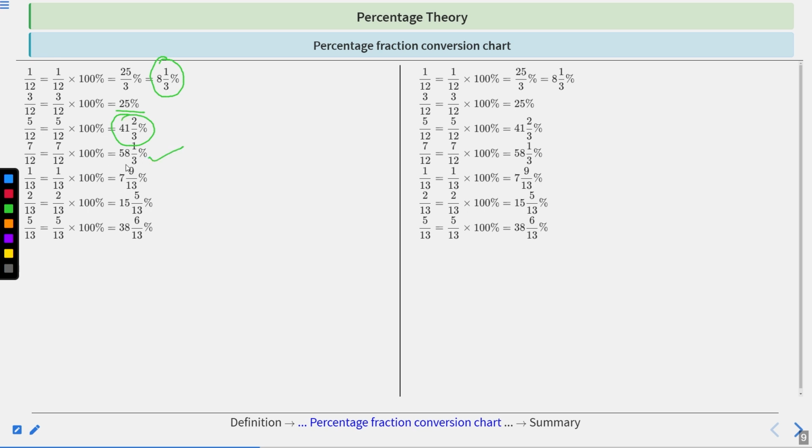1 by 13, 7 and 9 by 13%. 2 by 13, 15 and 5 by 13%. And 38 and 6 by 13% will be 5 by 13.